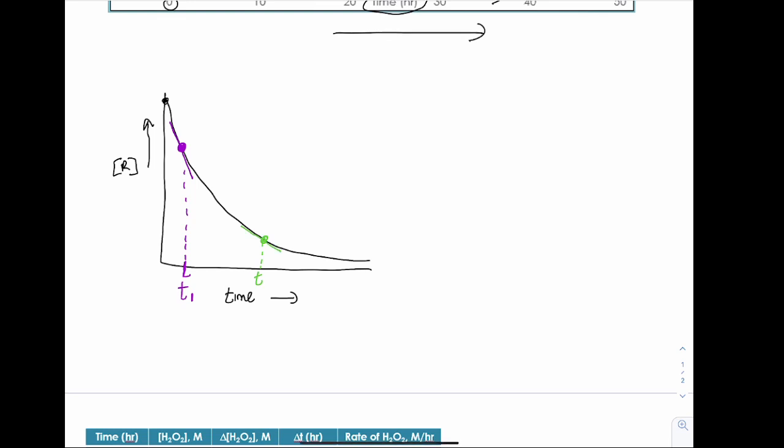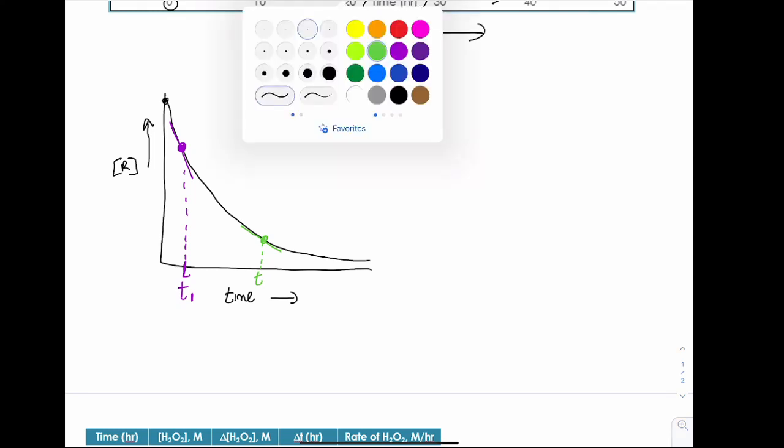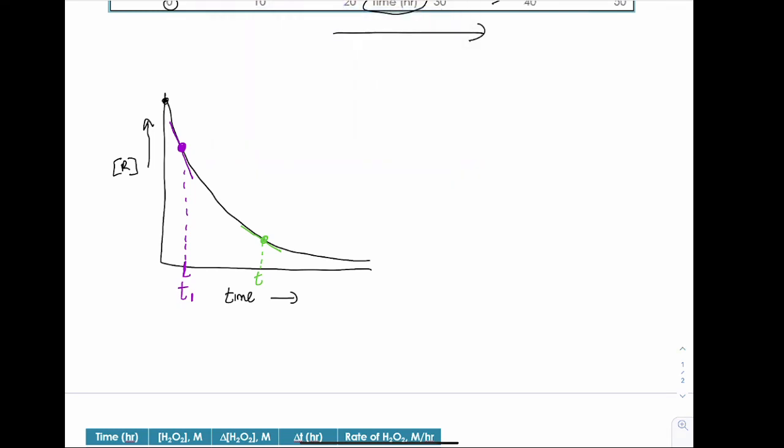And notice how the steepness of that purple line and that green line are different. I'm going to have different rates at those particular times. Those are called instantaneous rates. Instantaneous rates are going to be, we should just say, the rate at time t. So basically the rate at a particular time.